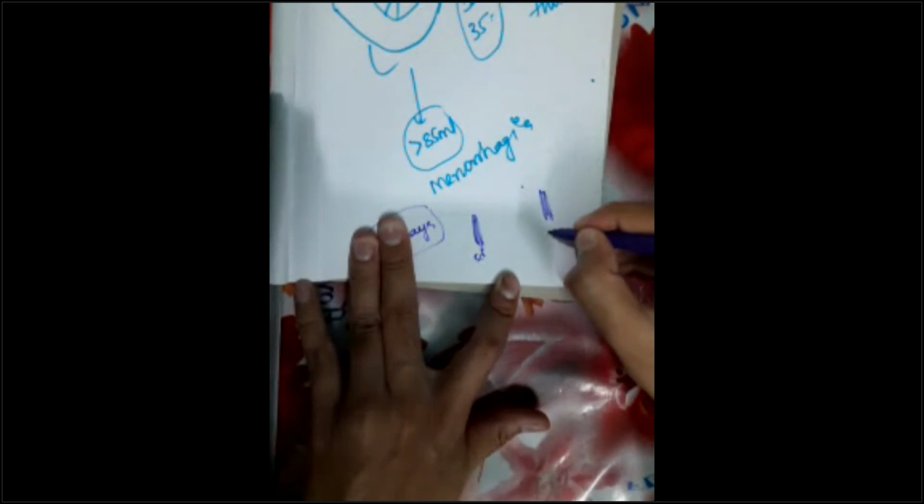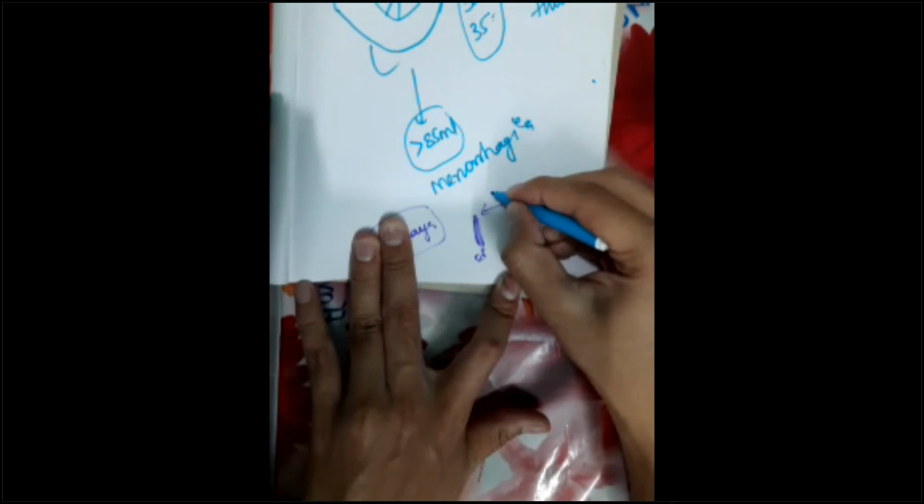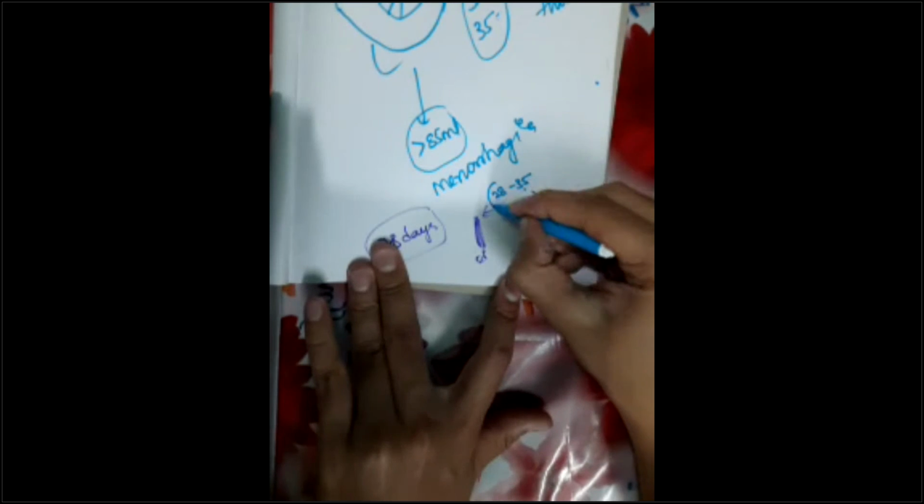One more thing I want to tell you. This is the menses bleeding period lasting for 5 days. Then this is another bleeding period lasting for 5 days. Between these two bleeding periods is my menstrual cycle, which will be 28 to 35 days. If it is greater than 35 days, it is called oligomenorrhea. Normally we consider it to be 28 days.